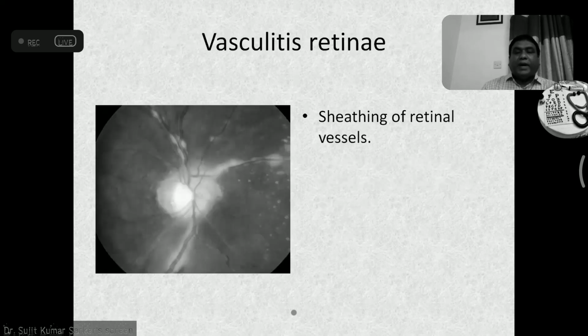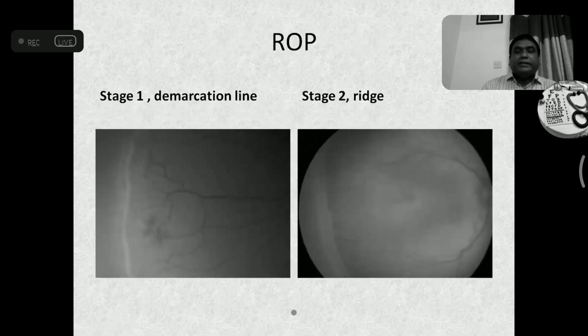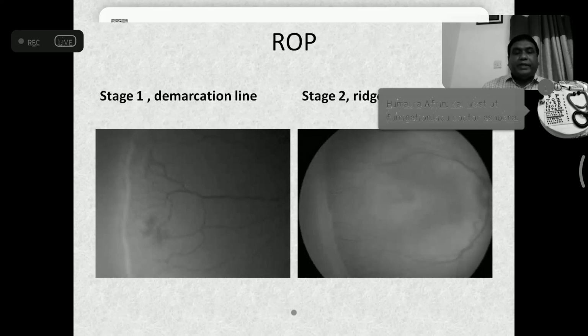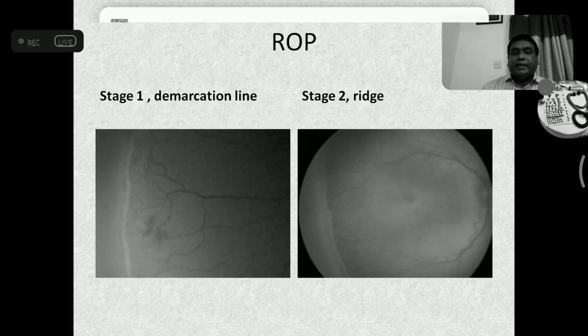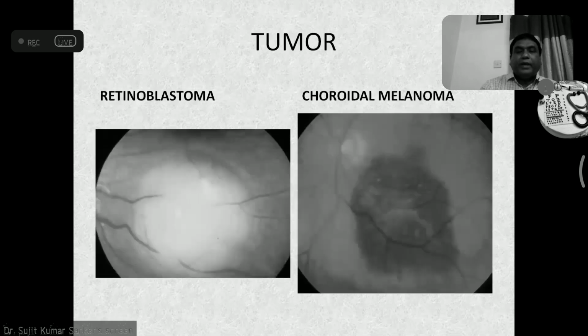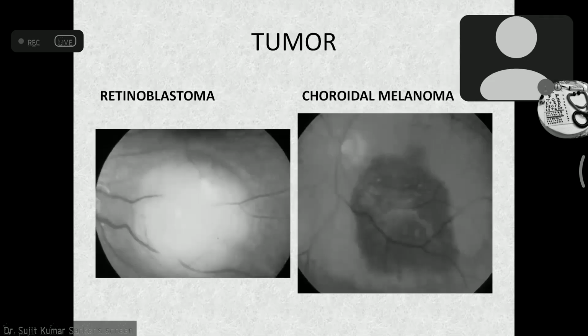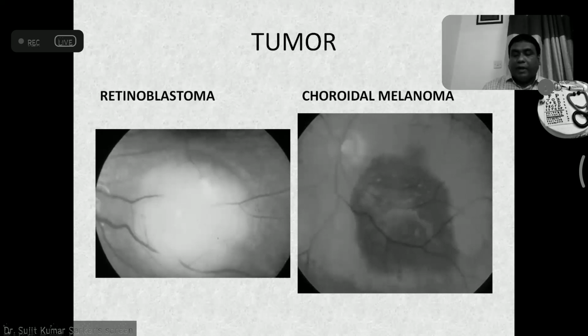This is the picture of vasculitis retinae, where retinal vessels are involved. And this is retinopathy of prematurity with a demarcation line, that is stage 1, and this is stage 2. This is the color fundus photographic picture of retinoblastoma and choroidal melanoma.